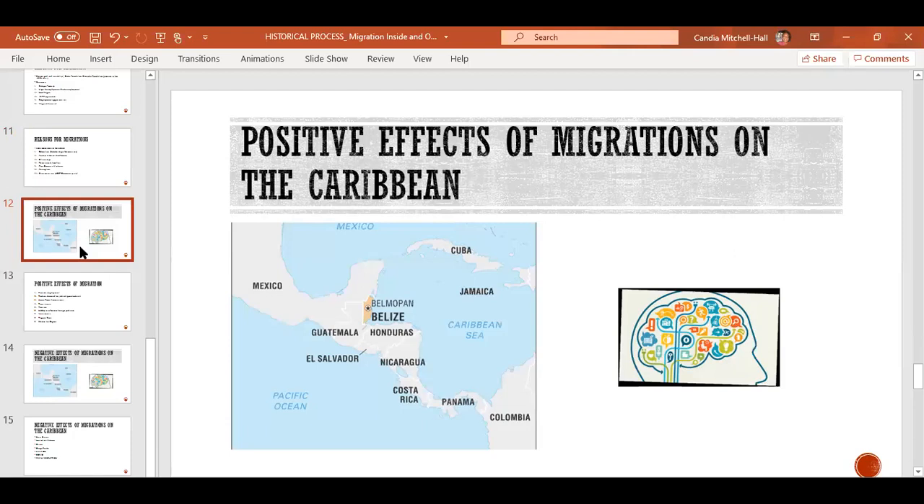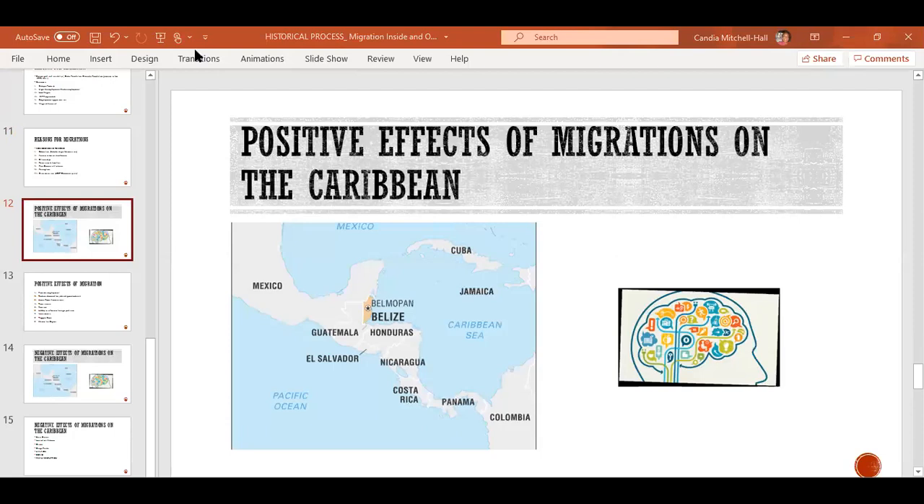Now, my question to you is, what are some of the positive effects of migration on the Caribbean? Positive effects. When people leave, what are some of the positive effects? And for us, Les Jackson.